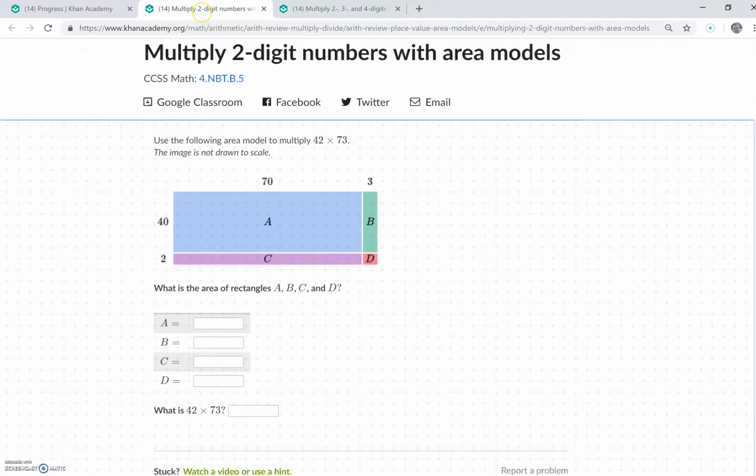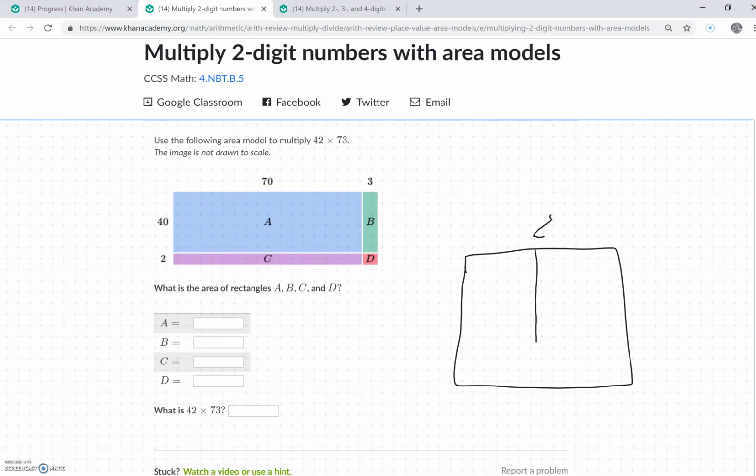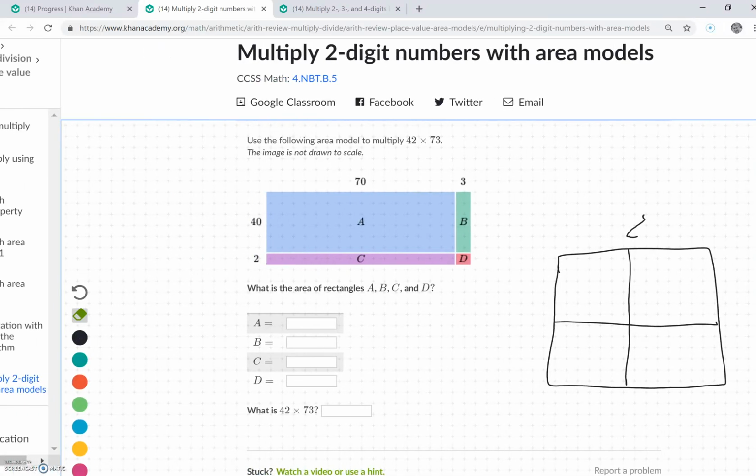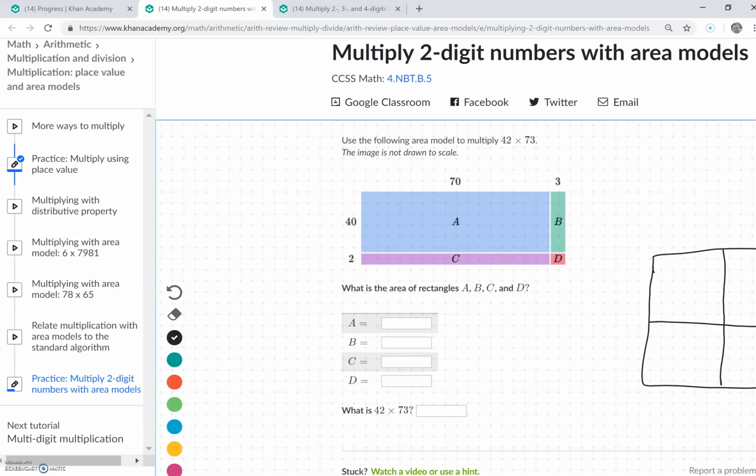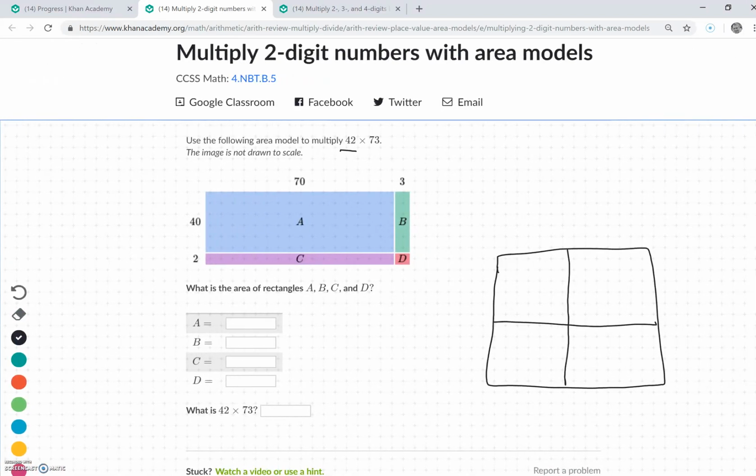Okay, so when you go on and go onto the 2-digit by 2-digit, you do the same thing, okay? Make an area model just like I showed you. 2 digits by 2 digits. Like that. And that's exactly what they've done here too. They've just made a 2-digit by 2-digit area model, okay? Let's see here. 42 times 73, okay?